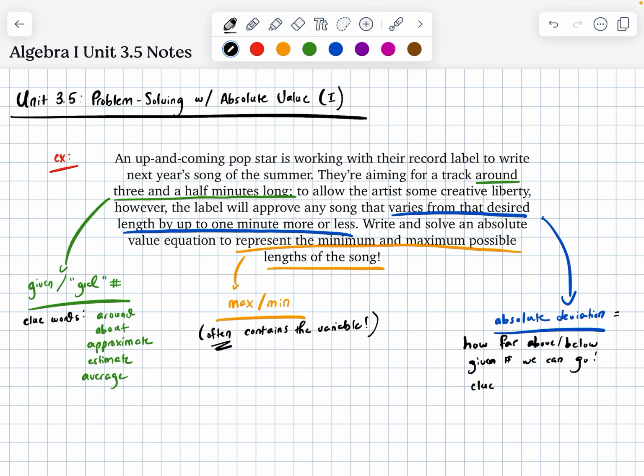There are, just like the given number, a couple of clue words that can tell me where my absolute deviation lives. In this problem, the clue word is the word vary or varies. So that's telling me, right, I can deviate a little bit. So you might even see the word deviate or deviates from to indicate your absolute deviation. Other words you might see are differ. So like if my number differs by this much.